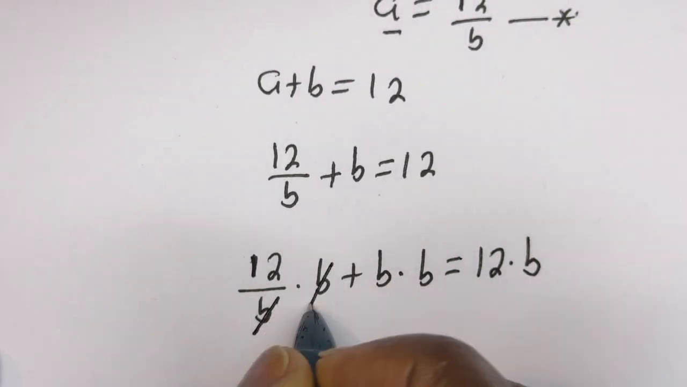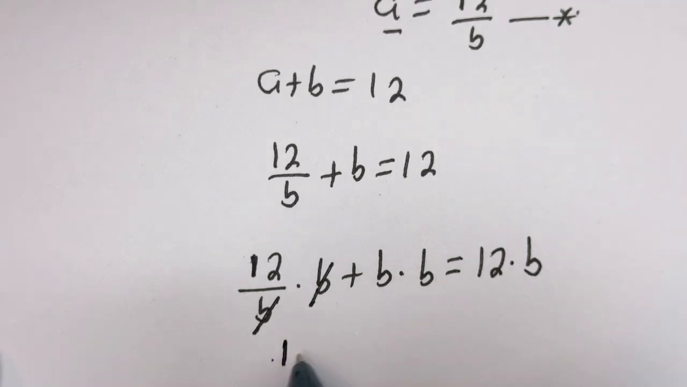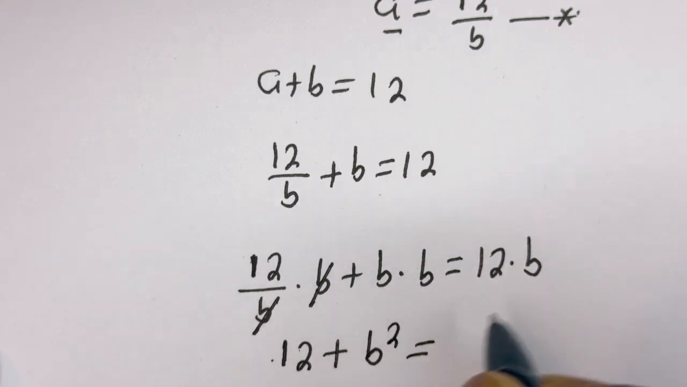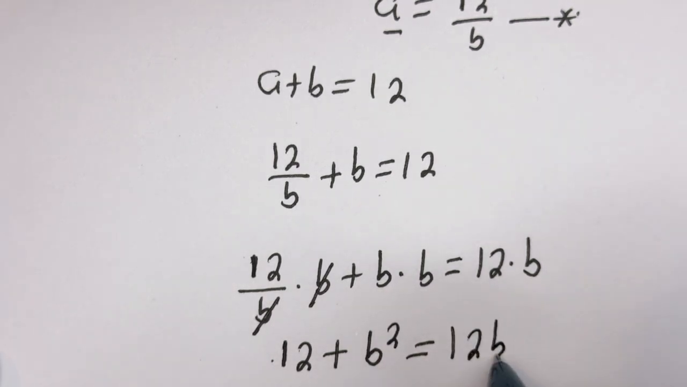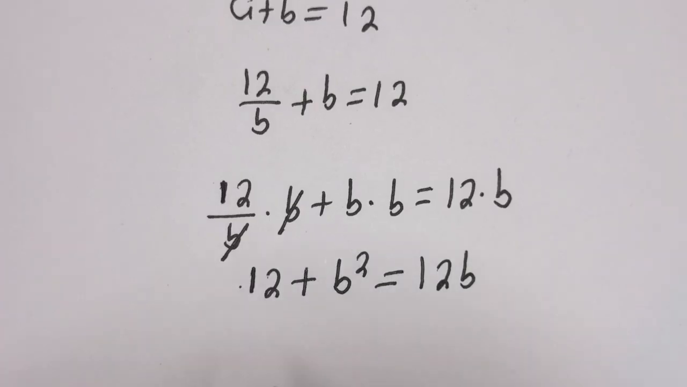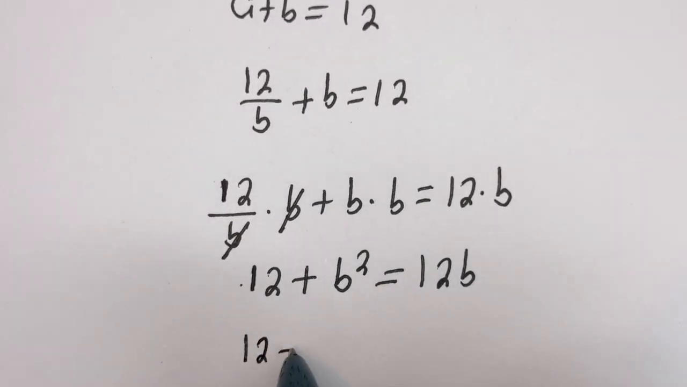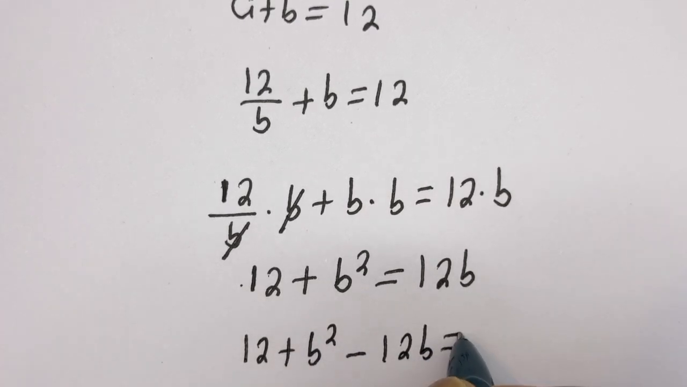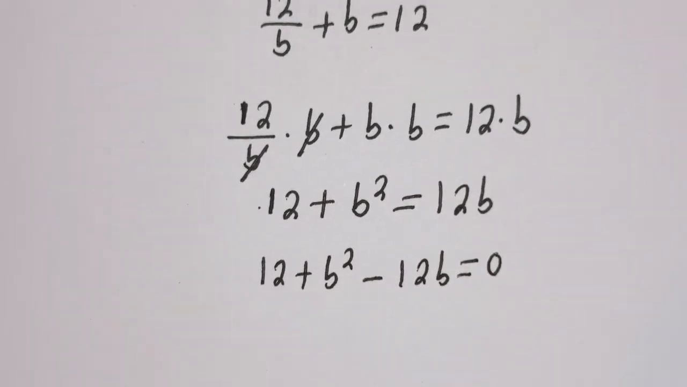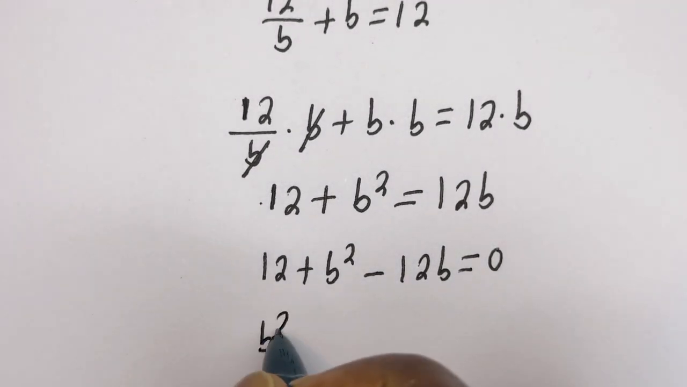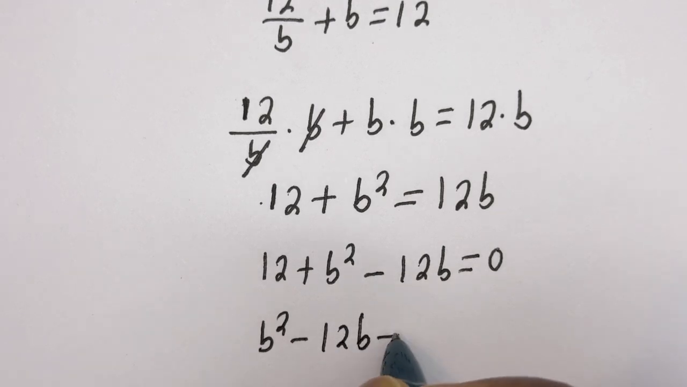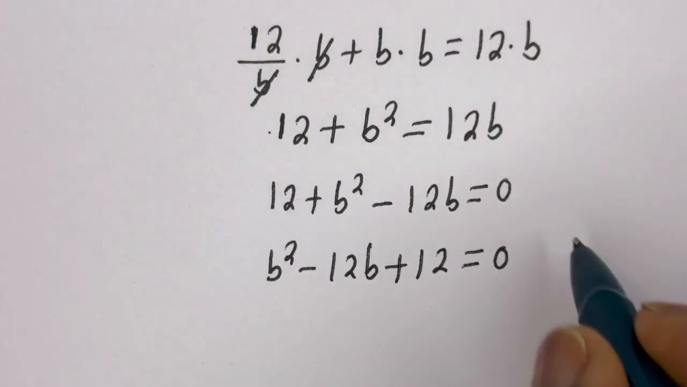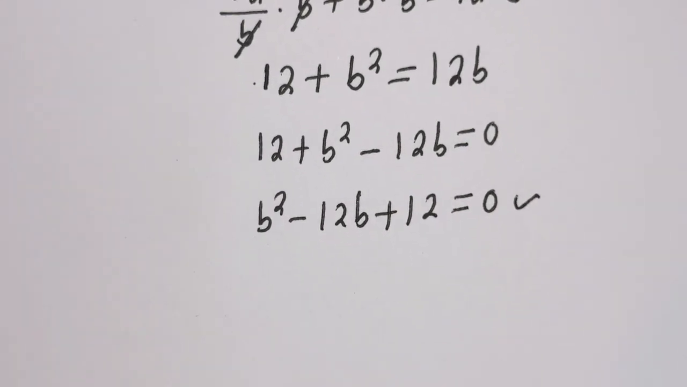This cancels this. We have 12 plus b squared is equal to 12b. And we have 12 plus b squared minus 12b is equal to 0. We can rearrange this, that is, b squared minus 12b plus 12 is equal to 0. This is a quadratic equation which can be solved using the quadratic general formula.